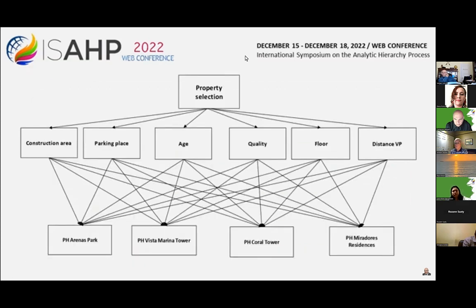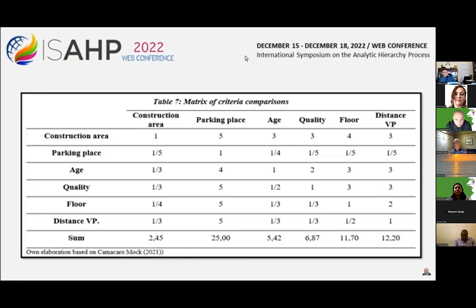In this sequence, the initial diagram is presented, with the objective corresponding to the selection of the property, while the criteria are construction area, parking space, age, quality, building floor and distance from the valorizing pole. As for the alternatives, we have the apartments located in PH Arenas Park, PH Vista Marina Tower, PH Coral Tower and PH Miradors residences. Ernesto Mock, an expert appraiser who lives in Panama City, was consulted in order to prepare the criteria comparison matrix, and the following result was obtained.